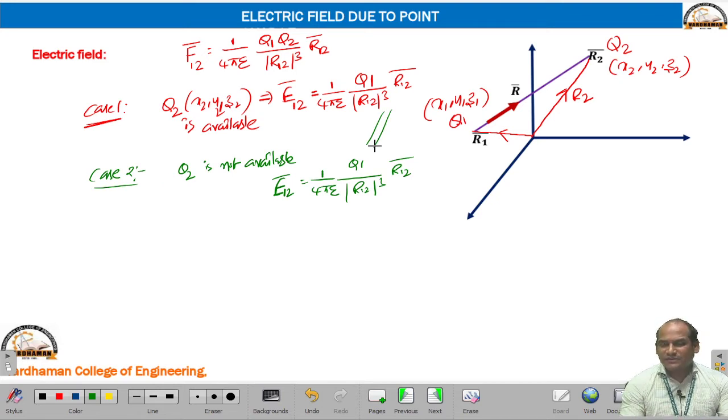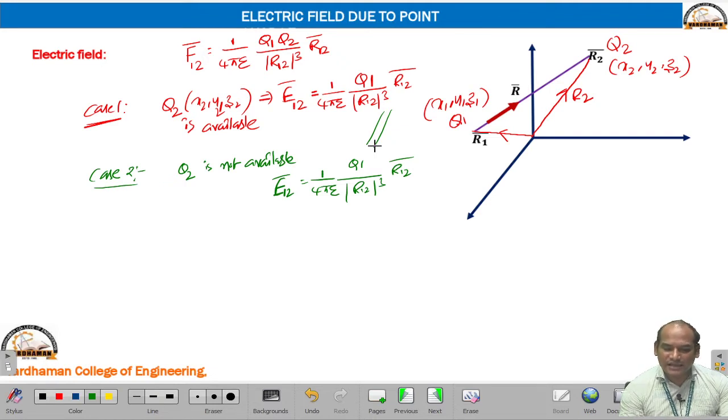So irrespective of the availability of the charge Q2 at position R2 or P2 or at the position x2, y2, z2, whether Q2 is available or not, the effect of charge Q1 is available at the position R2. That is the thing we are going to discuss. So if you relate this force equation and this electric field equation, how can you get the relation between these two?